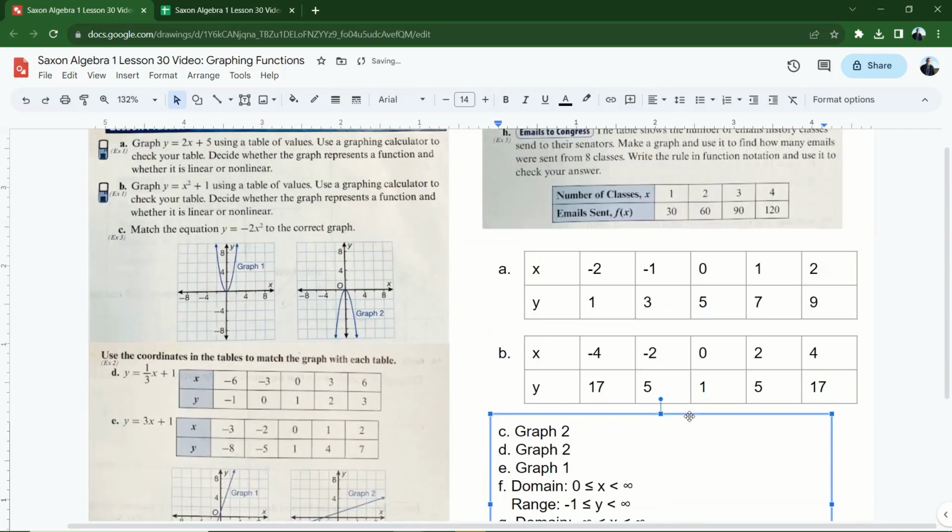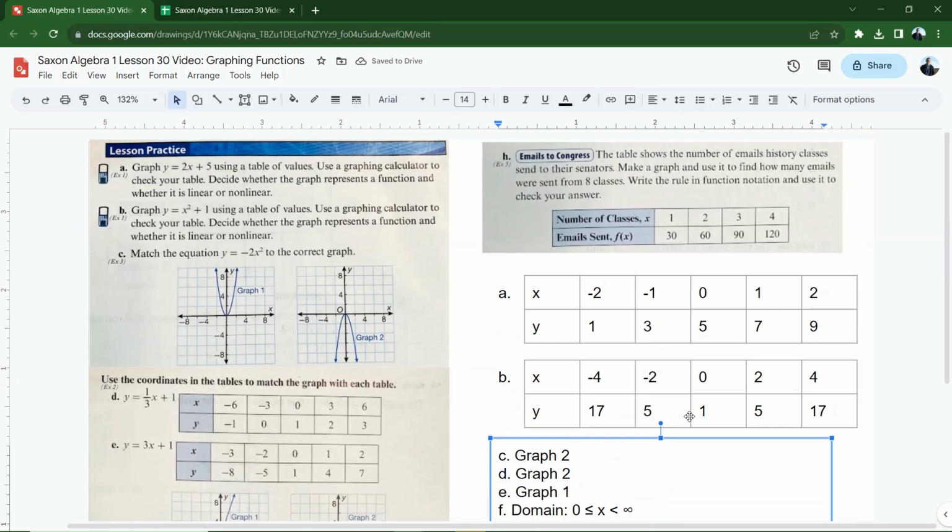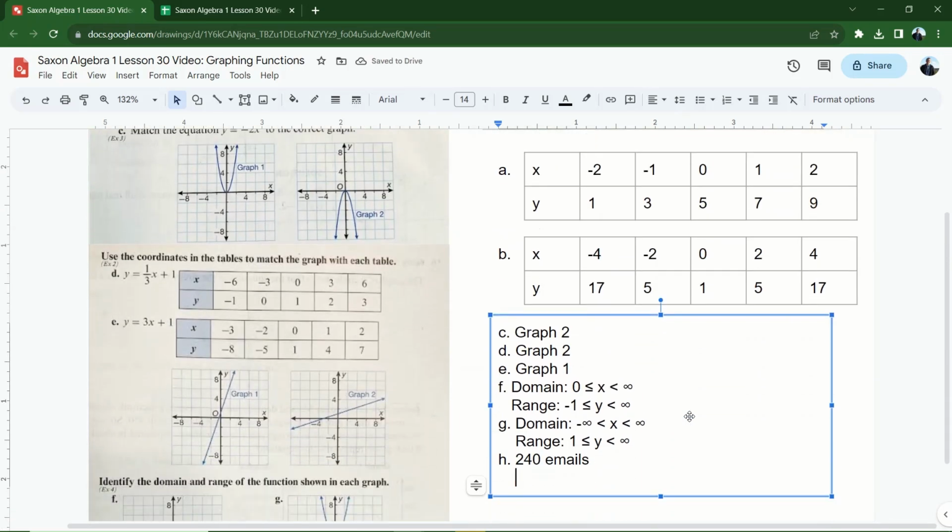Okay. And then we need to also write a rule in function notation. So function notation looks like this: f of x. That's not f times x. That's the function x. F of x is function notation, and by the way, f of x is just like y. This whole thing right here functions like the variable y. F of x equals 30 times x.